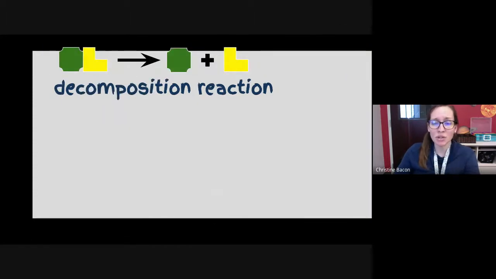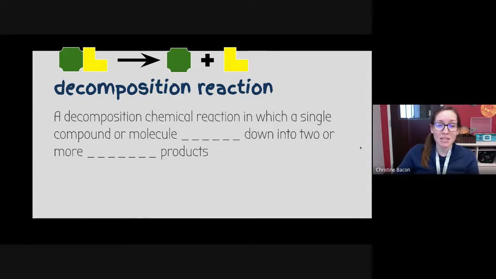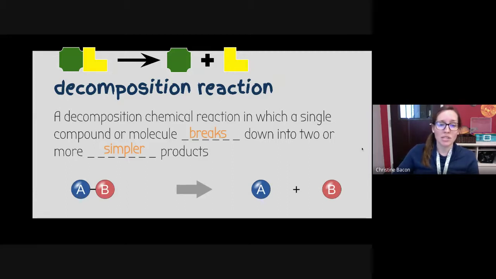A decomposition reaction is the exact opposite of a synthesis reaction. So a decomposition chemical reaction is one in which a single, more complex compound breaks down into two or more simpler products. You could have two or three or four simpler products. So you have a single compound that breaks down into many simpler products. And this is the exact opposite of a synthesis reaction.